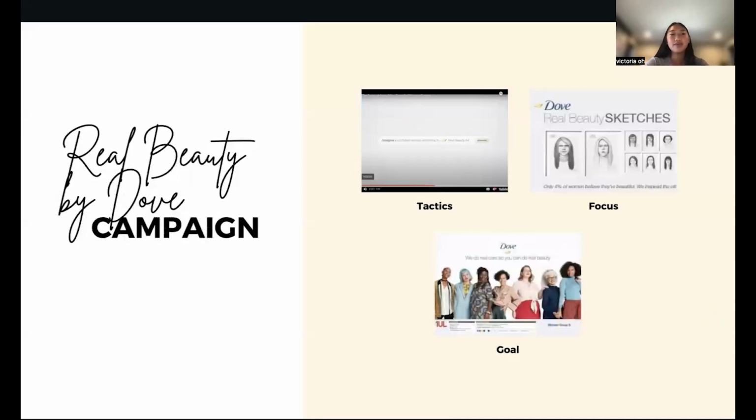Next, I'll be discussing Real Beauty by Dove. This campaign was unique as they used tactics such as challenging beauty standards, emotional appeal, and social media and traditional advertising. They challenged beauty standards by featuring real women of diverse shapes, sizes, and ethnicities, which evoked an emotional response, leveraging authenticity and social commentary. They combined both online and offline efforts in this initiative.